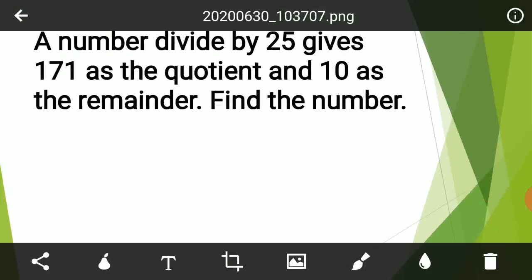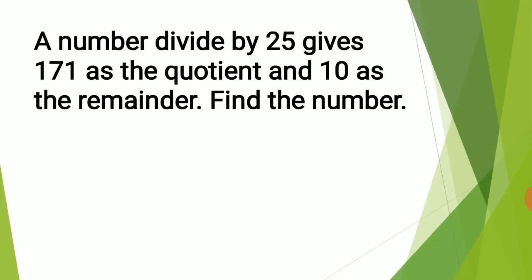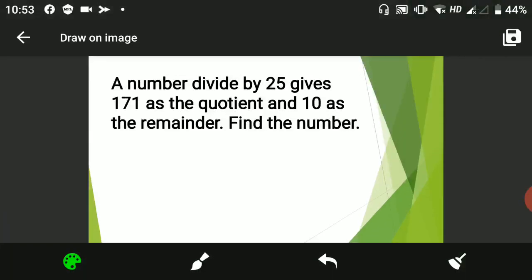Now student, we do the next word problem. A number divided by 25 gives 171 as a quotient and 10 as the remainder. You have to find the number. So we have to write a number divided by. Divided by means it is a divisor. So 25 is the divisor. Gives 171 as a quotient. So 171 is the quotient. 10 as a remainder. So the remainder is 10. You have to find the number. Which number do you have to find? Dividend. Clear? See.